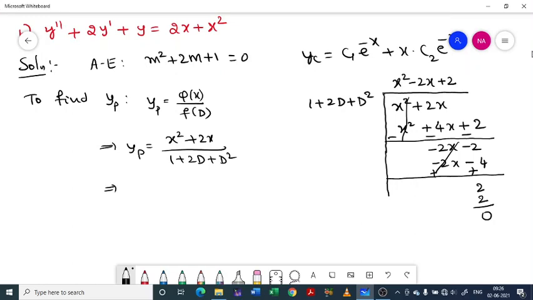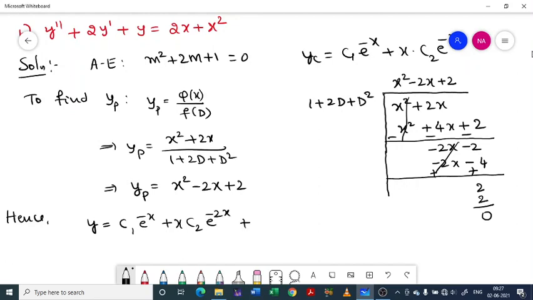So yp equal to x square minus 2x plus 2. So general solution is y equal to c1 e power minus x plus x c2 e power minus x plus x square minus 2x plus 2.